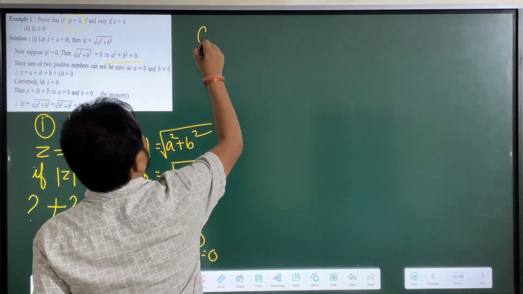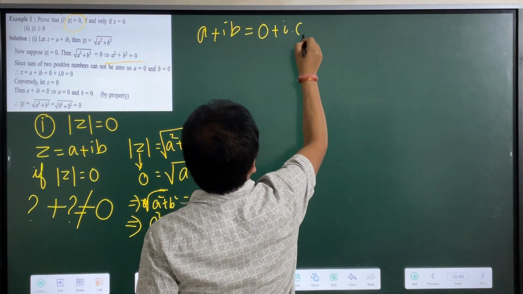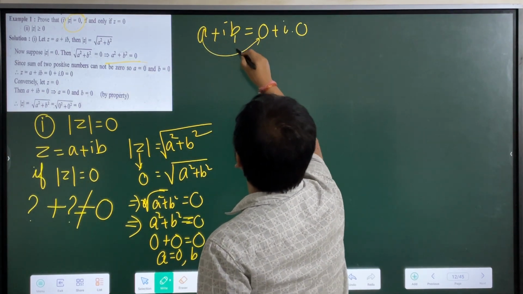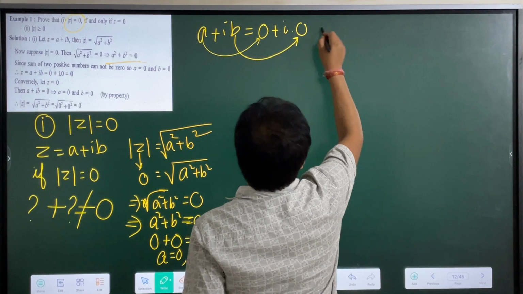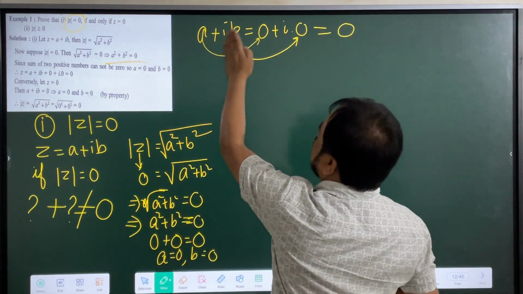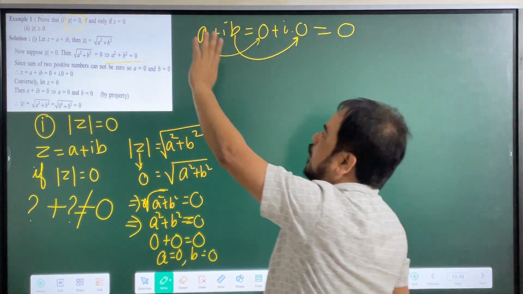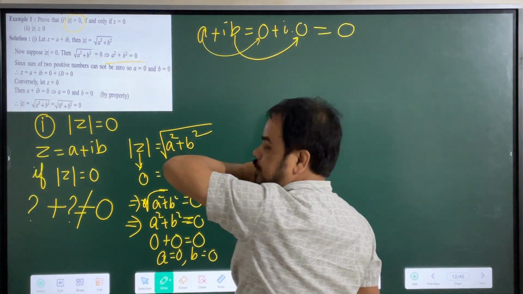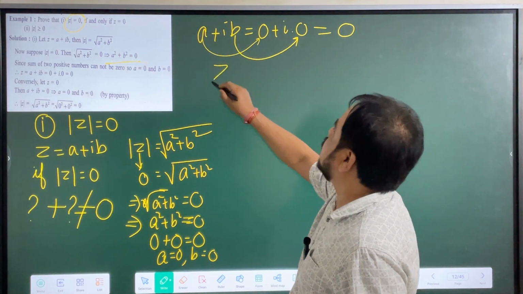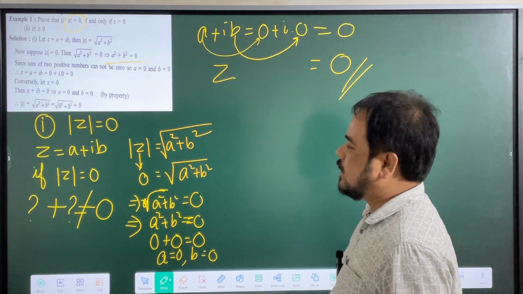That means a plus ib equals 0 plus i dot 0. a is 0, b also 0, 0 plus i dot 0. That means it equals 0. a plus ib is equal to 0. What is a plus ib? z. z equals 0. We have proved. What is a plus ib? z equals 0. Finished. Then conversely it is the same thing.